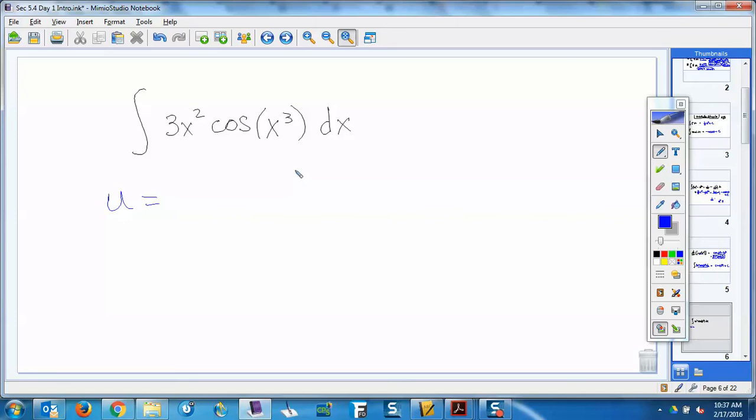Okay? So the first thing you look for is, I'm going to let u be the inside. Do I have a logical candidate here? What would it be? X cubed. So I'm going to let u equal x cubed. Now, what was the second step in u substitution?